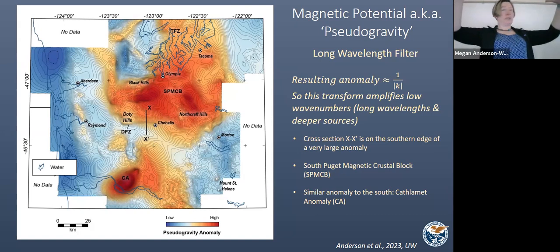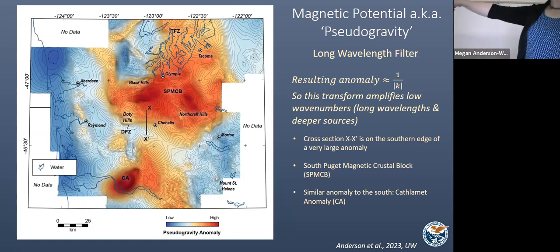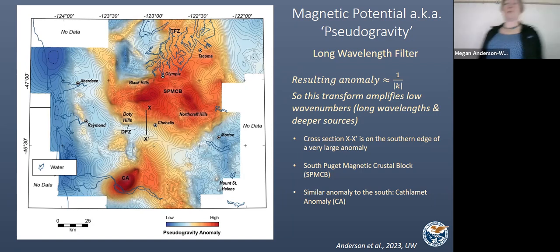And this is what its position would look like. Notice in the south near the Columbia River, there's another high anomaly, and we're calling this the Cathlamet anomaly. Rick Blakely has been asking me what that is forever, and I keep telling him, I don't know, I don't have time to look at it. So we're looking at the other bigger one to the north, but maybe the same principles apply to both of those. Not sure.